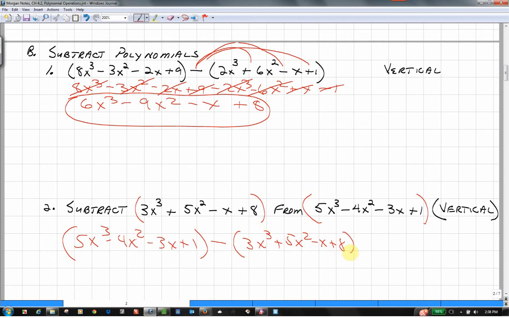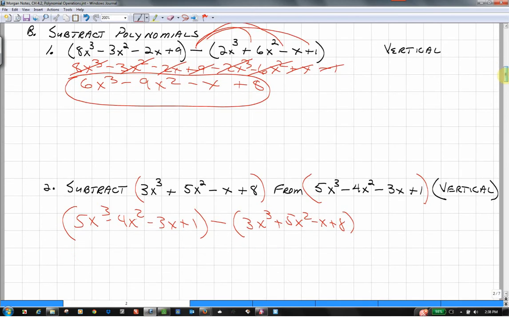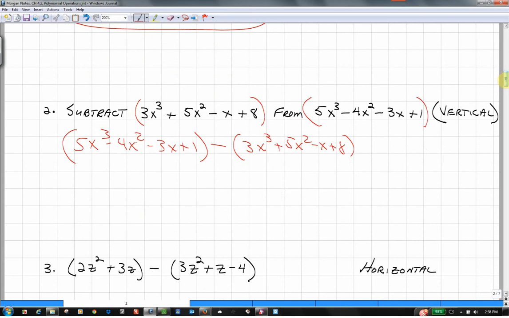I'm going to go ahead and write the next line. So I would have 5x cubed minus 4x squared minus 3x plus 1. Then subtract a 3x cubed. Subtract a 5x squared. Subtract a minus x, that's going to be plus x, then subtract 8. And then we would combine like terms.